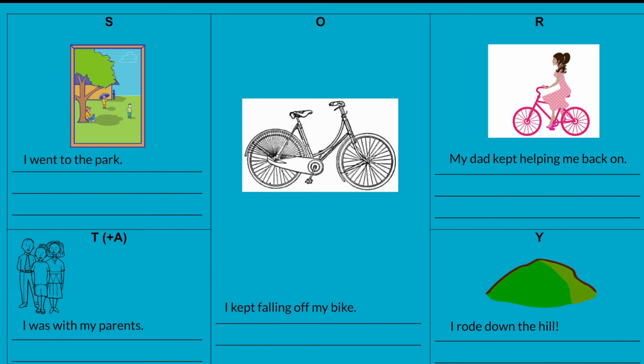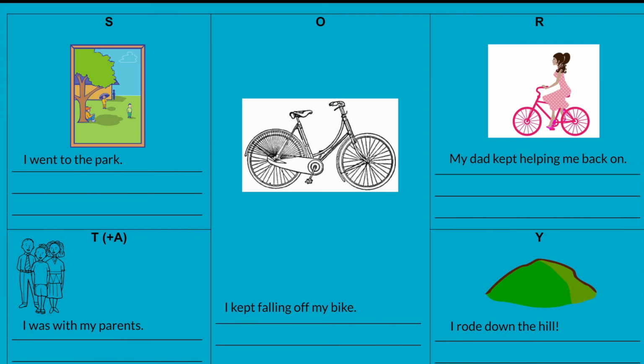I kept falling off my bike. Oops, a problem. I couldn't stay on my bike. I kept falling off. Attempts to resolve. My dad kept helping me back on, but I kept falling off. But then, yes, a solution. I finally rolled down the hill when I learned to balance. I used a story map to help me plan my story. You can use a story map too to help you plan your story.